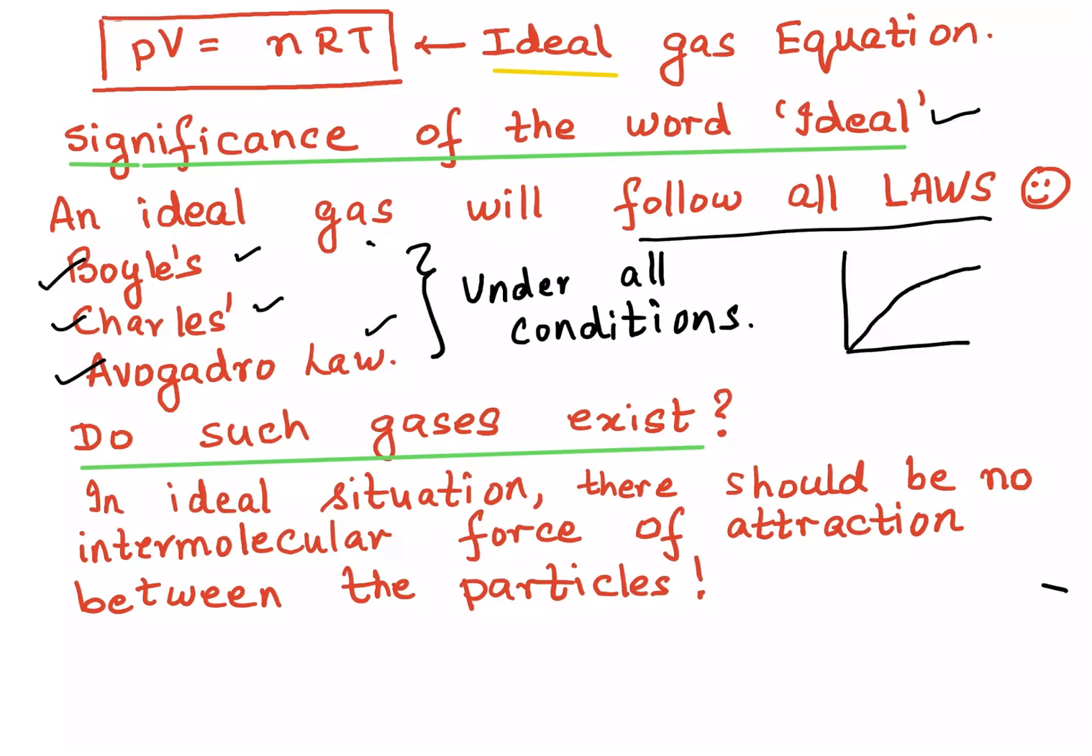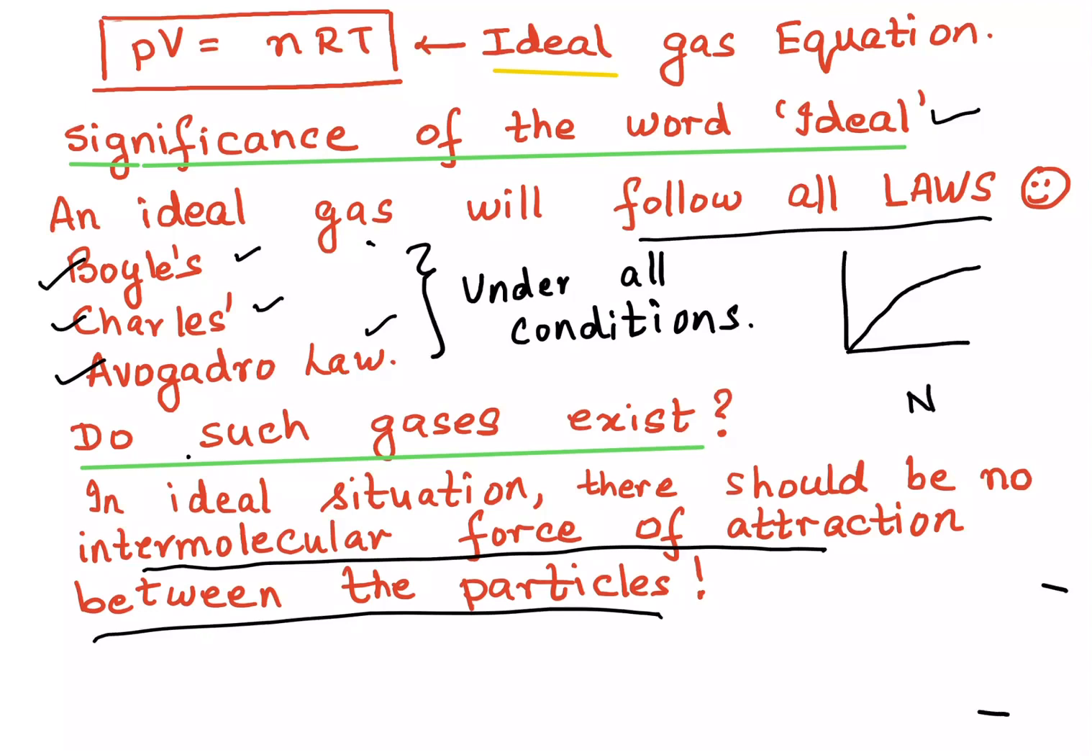What is the reason for this? This is because of the presence of the forces of attraction between the particles of any gas or even a mixture of gases, right? So, do ideal gases exist? No. No gas is ideal, but yes, real gases behave ideally under certain conditions, right? But not under all conditions, right?